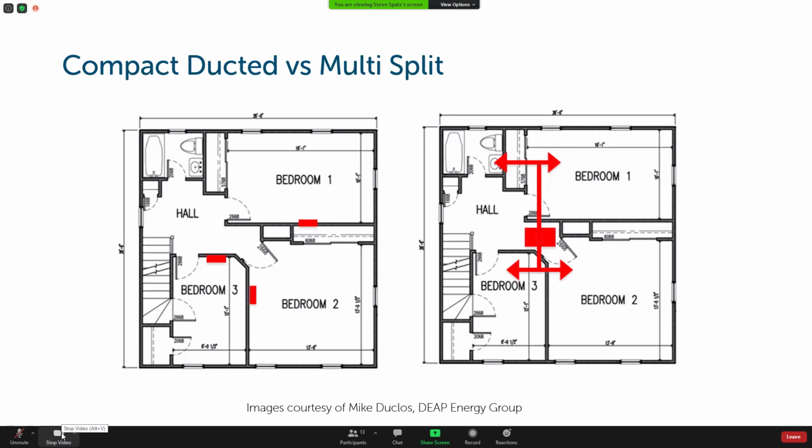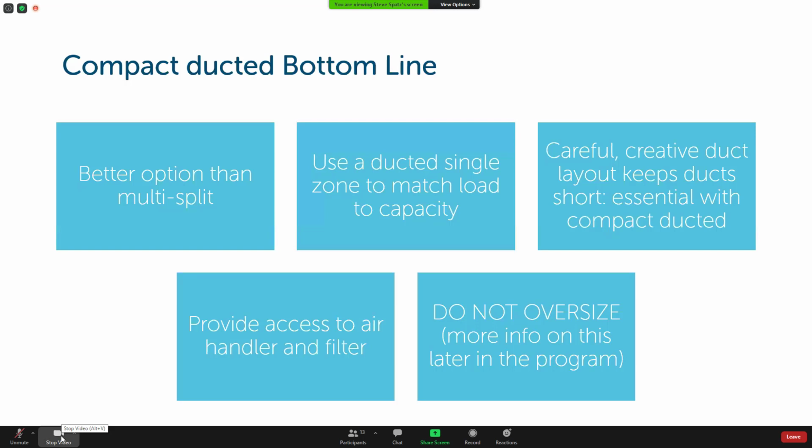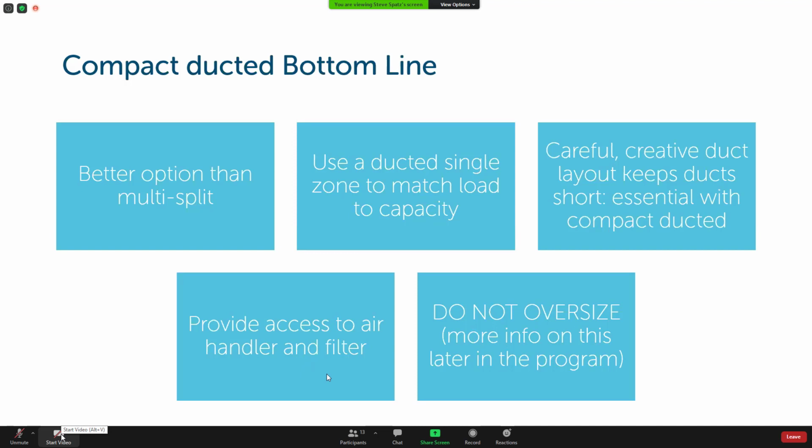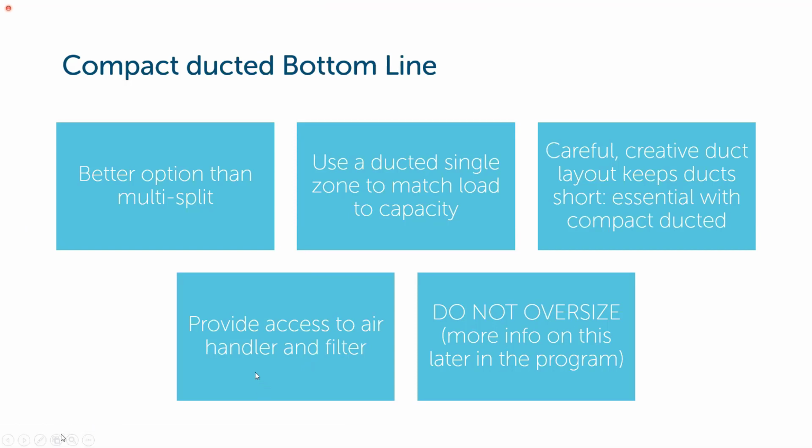Okay. So bottom line, compact ducted can be a better option than a multi-split. Some things to be considerate of: make sure that you have access to the unit itself, access to the air filter to be cleaned and maintained, and access to the air handler for maintenance.